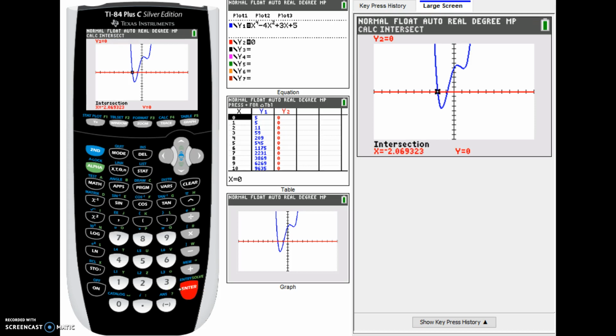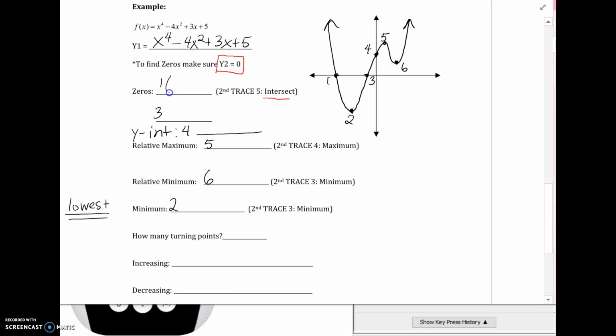So I get negative 2.07. I'm going to round that, comma 0. So I'm going to record that answer. Now, it helps because we're finding these different values to go in order. So now I'm going to find the minimum, or point 2.